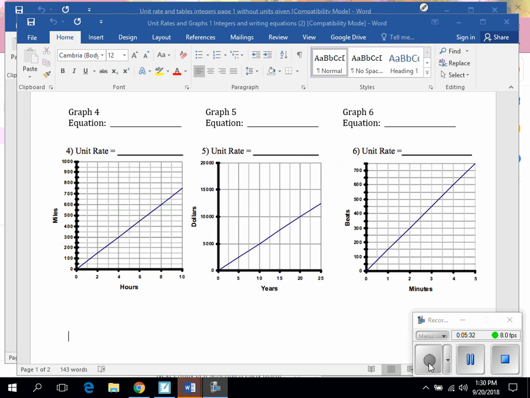Let's look at example 5. I'm going to use x. I'm going to use red for x. I'll put x down there. And then blue for y. Y goes with dollars. Let's see what point I can choose. All right, I like the point 10. And then the 10 goes with 5,000.